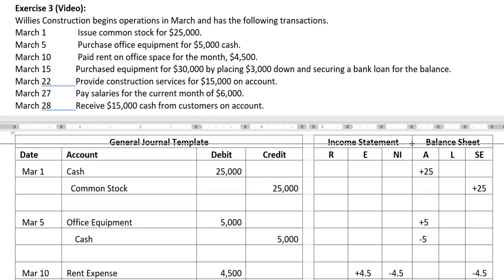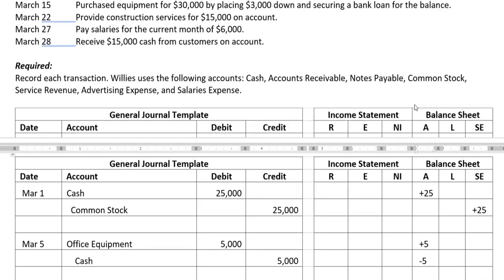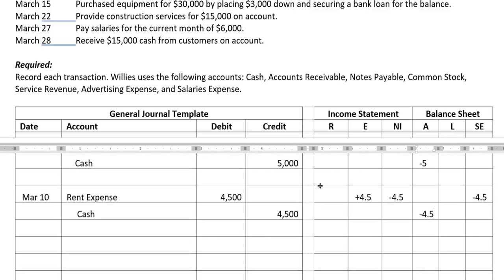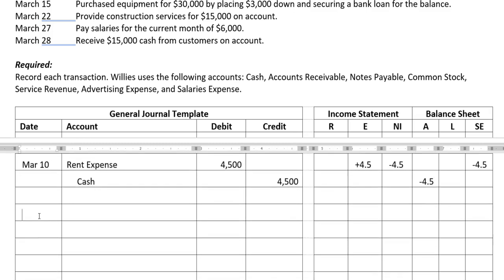All right, so now move this on down so that we can see our title there. Okay, so now, March the 15th, I think, is the next transaction. March 15th, we purchased equipment for $30,000 by placing $3,000 down and securing a bank loan for the balance. Very interesting. Notice it. Record each transaction. Willis uses the following accounts, but notice equipment wasn't in there. That's the reason we've added that equipment account.